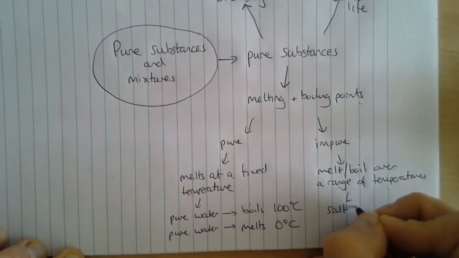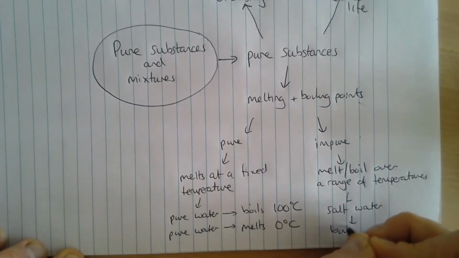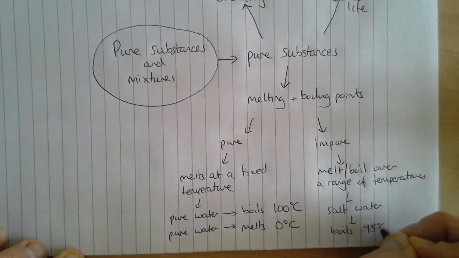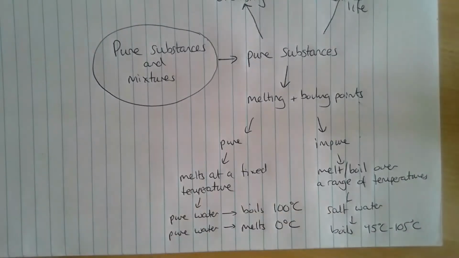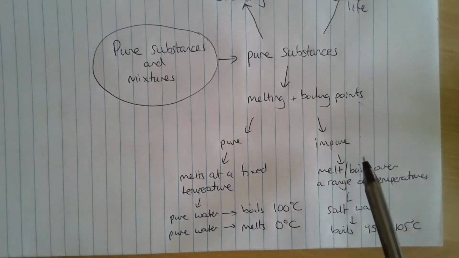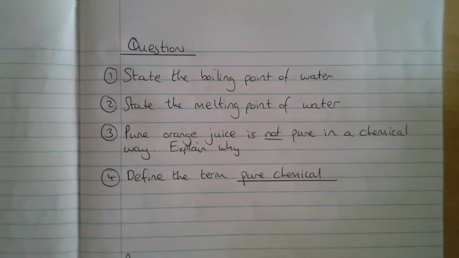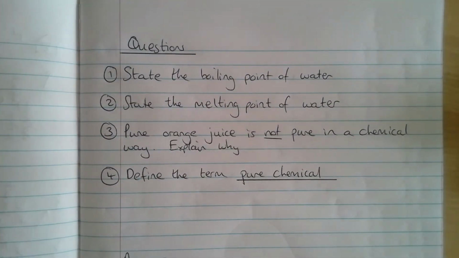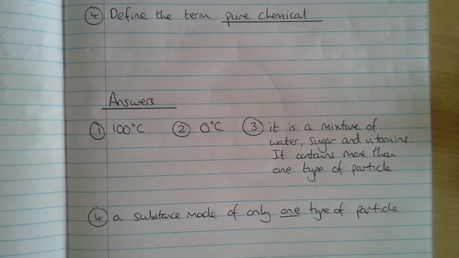For example, salt water boils between 95 and 105 degrees Celsius, so we'd see it boil over that range of temperatures. So pure substances have an absolutely fixed melting and boiling point. Impure substances melt or boil over a range of temperatures. So on this page here there are 4 questions to help us understand what we've just written and just heard. So if you want to pause the video and have a go at this now, and then having done that, if you want to pause the video and check your answers.